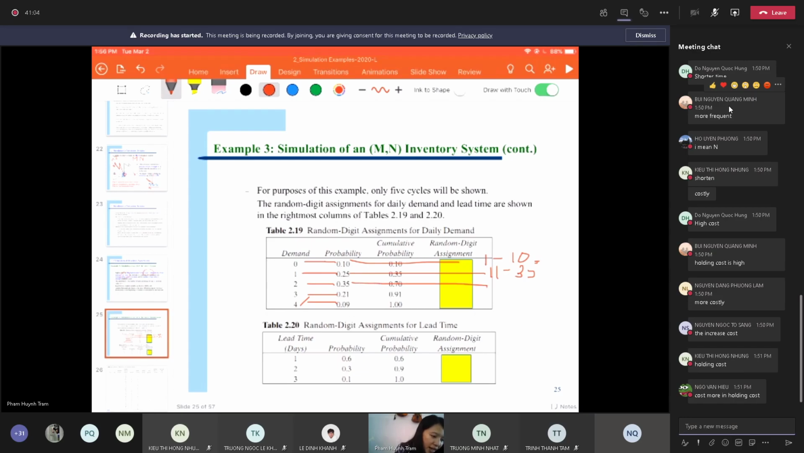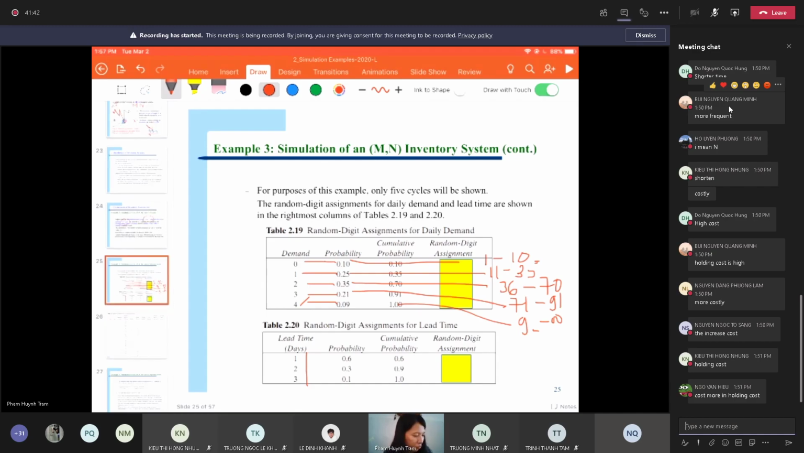And 35%, I would assign from 36 to 70. Okay, so there are 35 numbers from 36 to 70, so it would be 35%. 21% should be 71 to 91, and the last one would be from 92 to 00. Okay, so you can do similarly for the lead time. The lead time varies from 1 to 3 days with this probability.